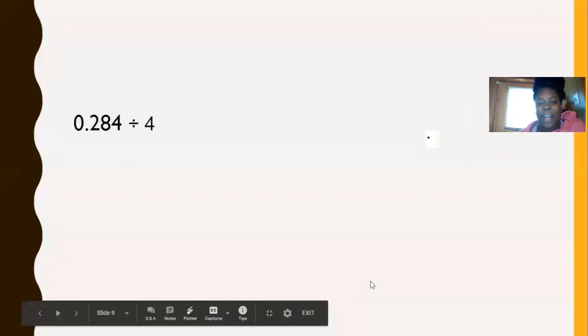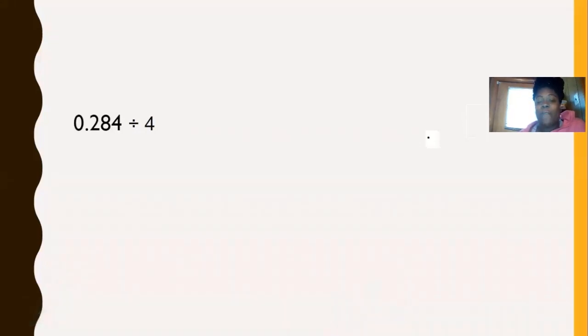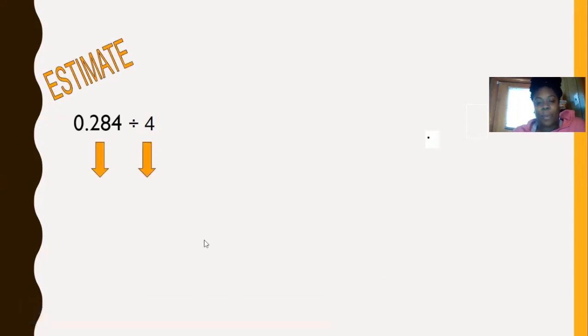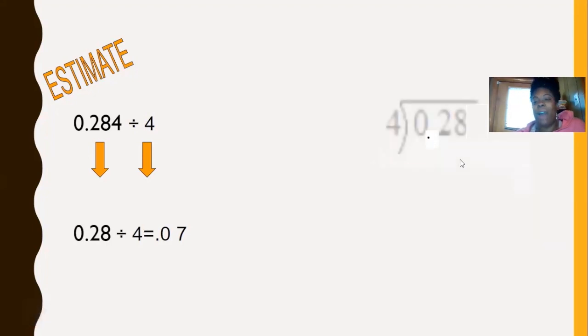All right, how did you do? Let's see. 284 thousandths divided by 4. Just by looking at it, if I wanted to estimate this problem, I would say 28 hundredths divided by 4. Of course, I want to rewrite it. Well, 28 hundredths divided by 4 gives me 7 hundredths. And then on the other side, I'm going to rewrite it.